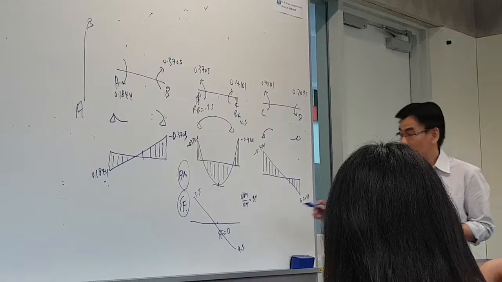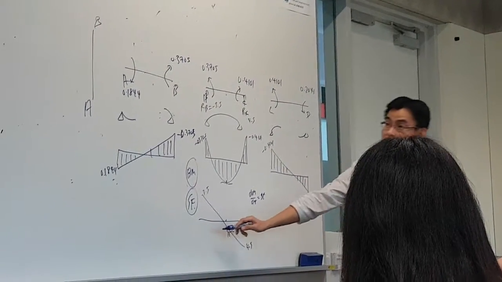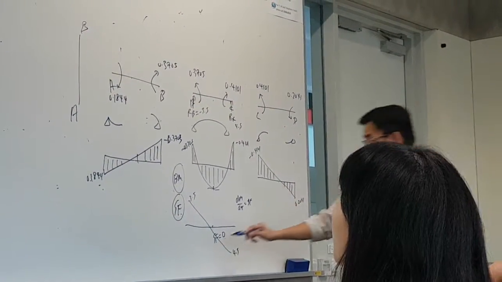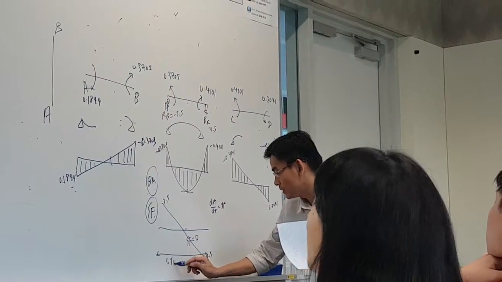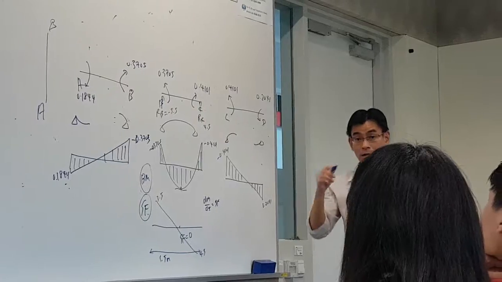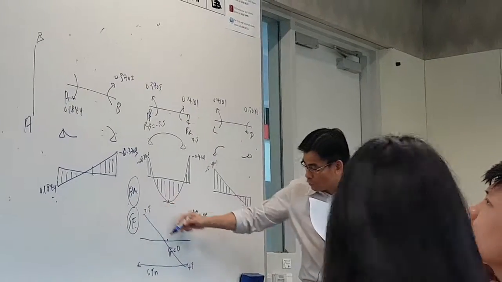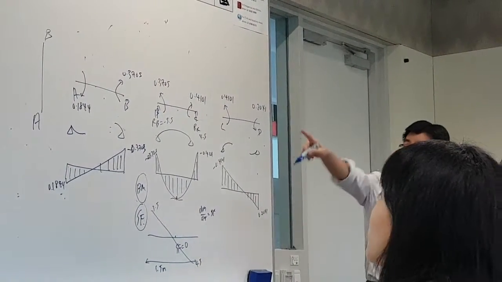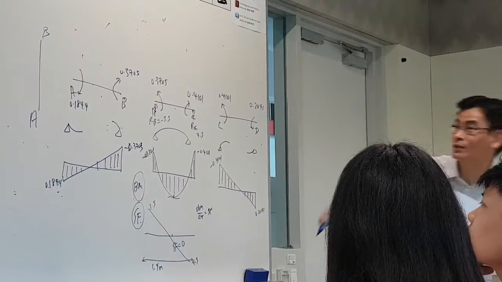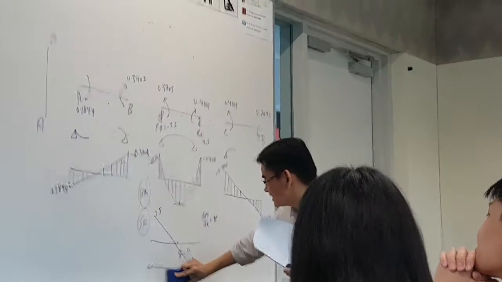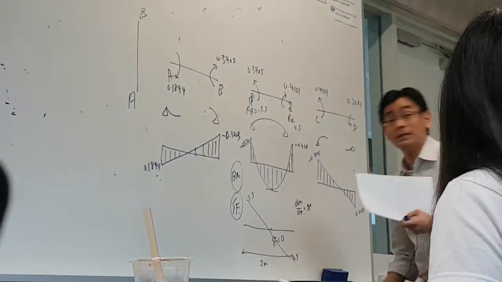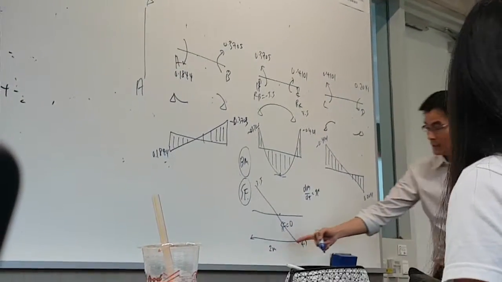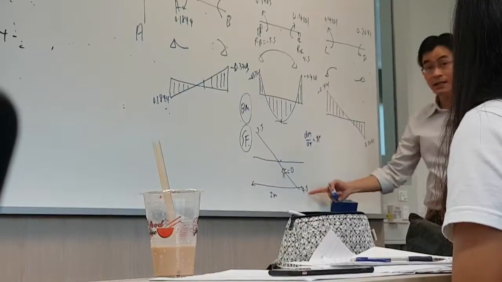You should be able to, because you know what this distance is. This distance is 1.5 meters. So you know what this gradient is? No, sorry, what's the distance? I think it should be given. 2 meters. So this is 2 meters. If you know this is 2 meters, you will be able to find the gradient for this one.